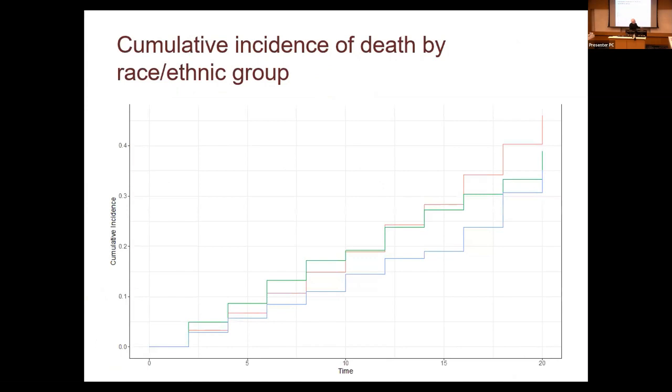We can see that the cumulative incidence of death, again, this is just an unadjusted basic competing risk survival model, doesn't differ all that much. And in fact, non-Hispanic white have the highest cumulative incidence of death. But keep in mind that this is a competing risk model. So once somebody enters into the dementia state, that's considered an absorbing state in a competing risk model. So that's likely driving a bit of this.